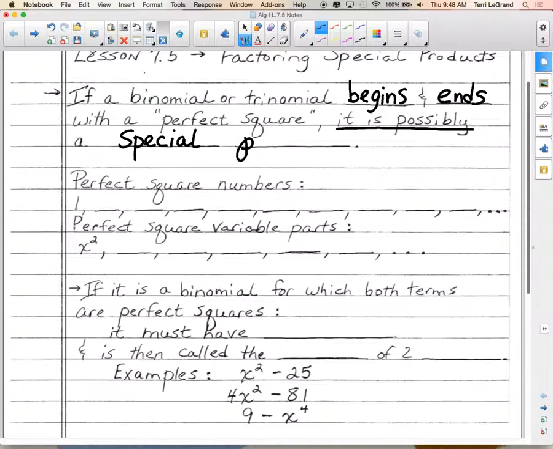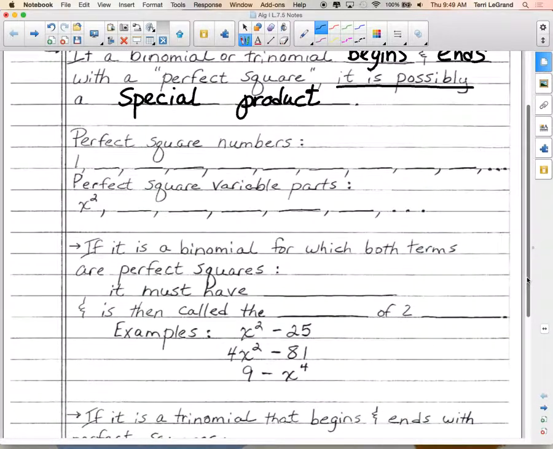And when it's a special product, it would be nice if we could recognize that, because factoring it will be a little bit easier, plus there's just special things about special products that we're going to have to do, if not this year, in other years in math. Okay, let's talk about some perfect square numbers then, so we can recognize perfect squares.